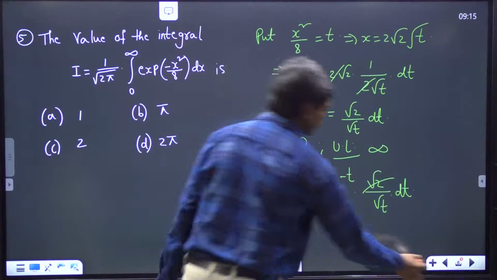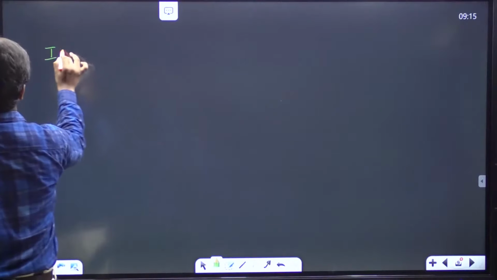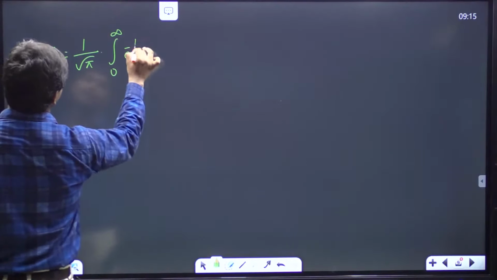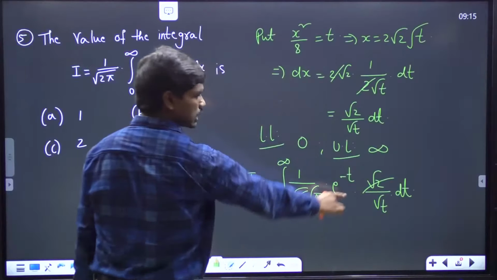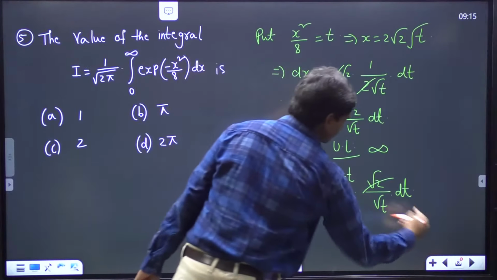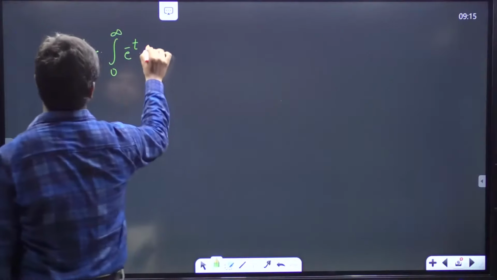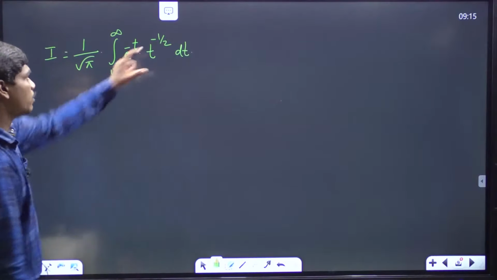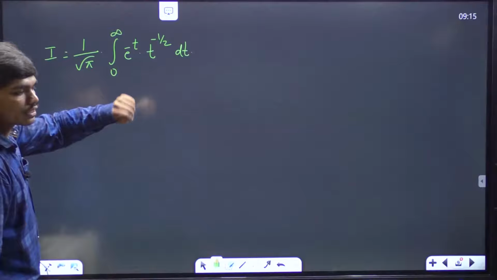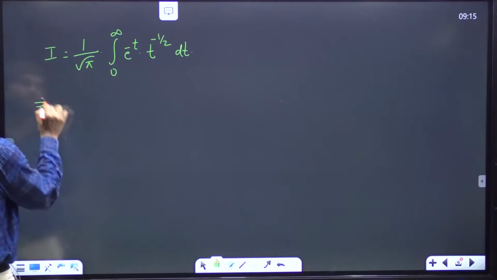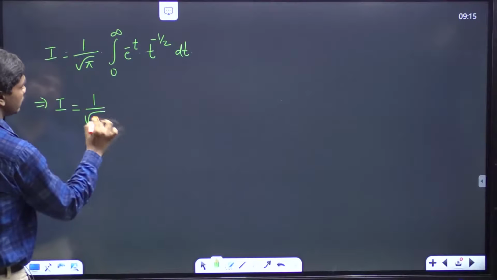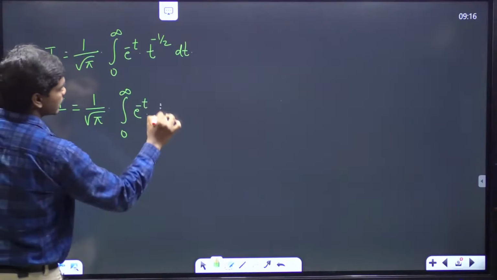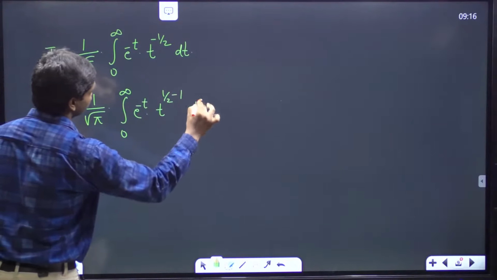Okay, now let us calculate the integral that we have. I is equal to 1 by root pi into integral 0 to infinity e power minus t, into root t which is in the denominator. So if you write that root t in the numerator, we have t power minus 1 by 2 dt. This is what we have, correct? Because t power minus 1 by 2 is initially root t in the denominator. So I is equal to 1 by root pi into integral 0 to infinity e power minus t, and t power minus 1 by 2 can be written as t power 1 by 2 minus 1 dt.